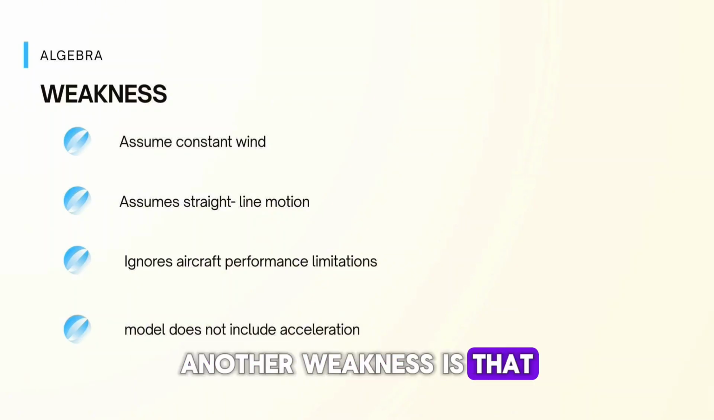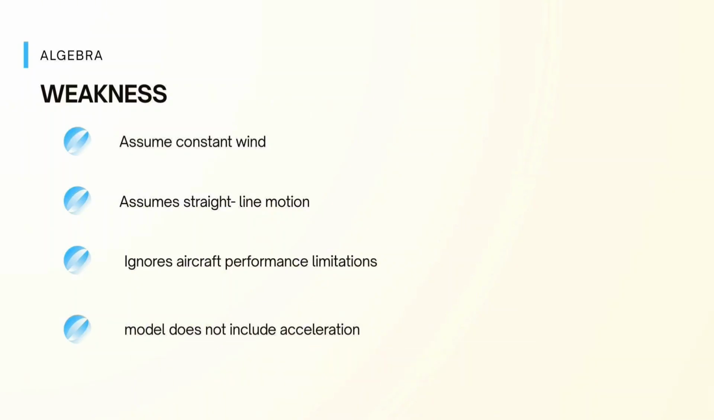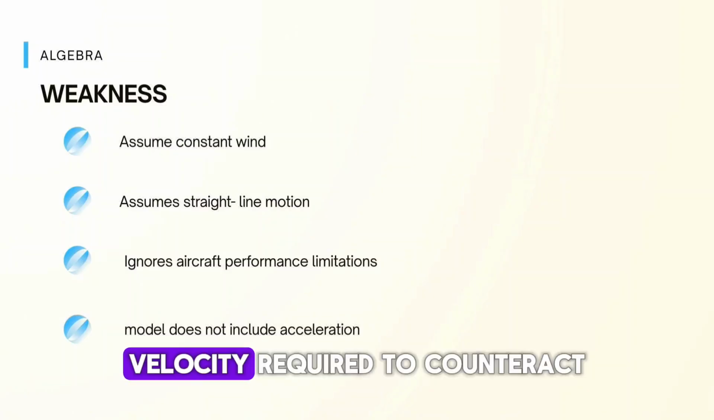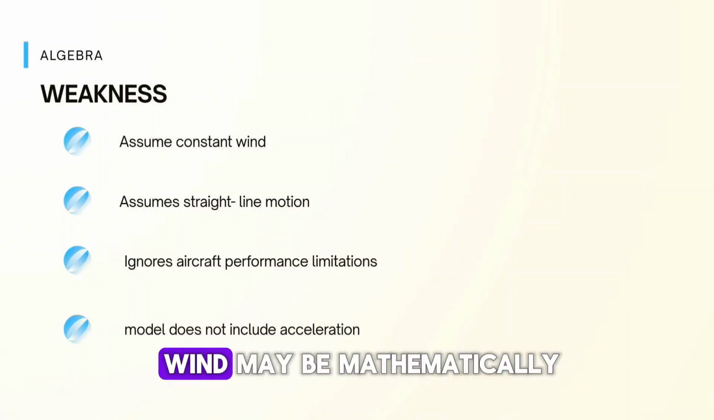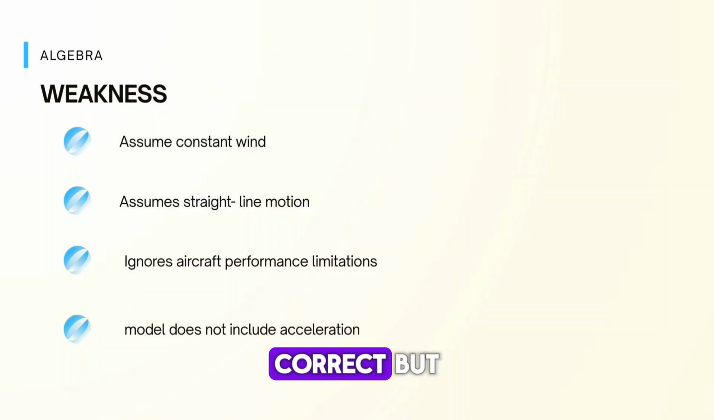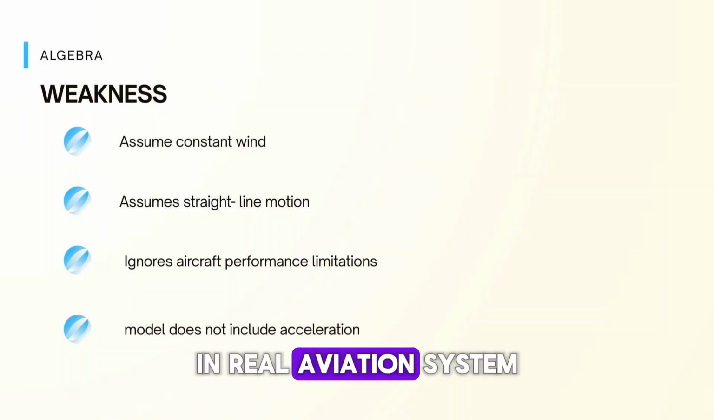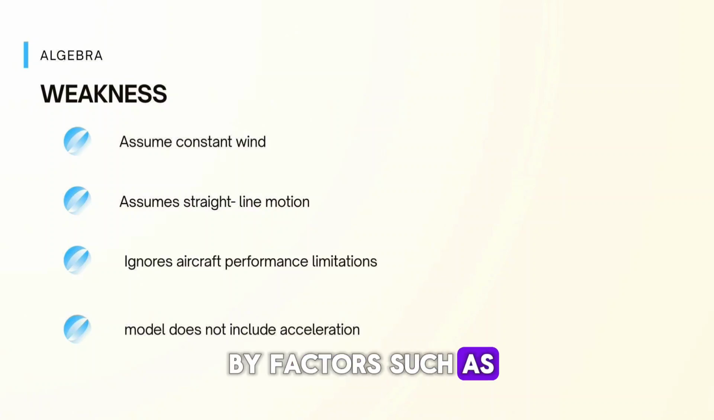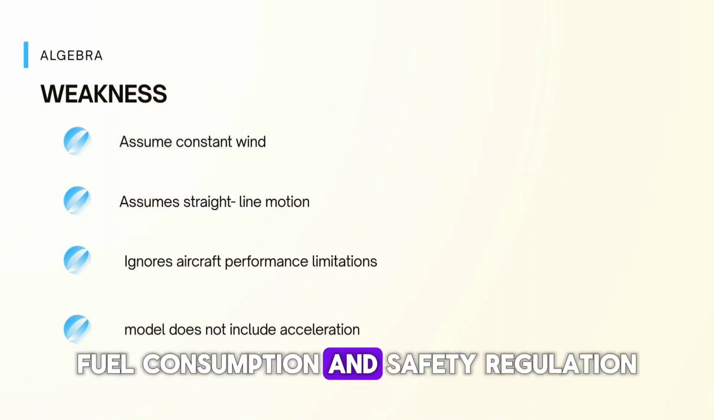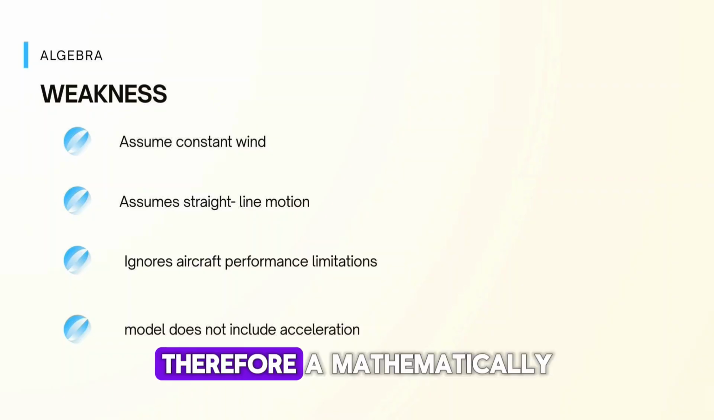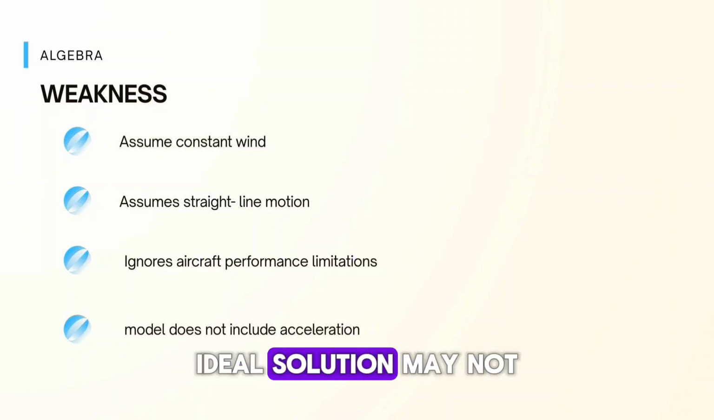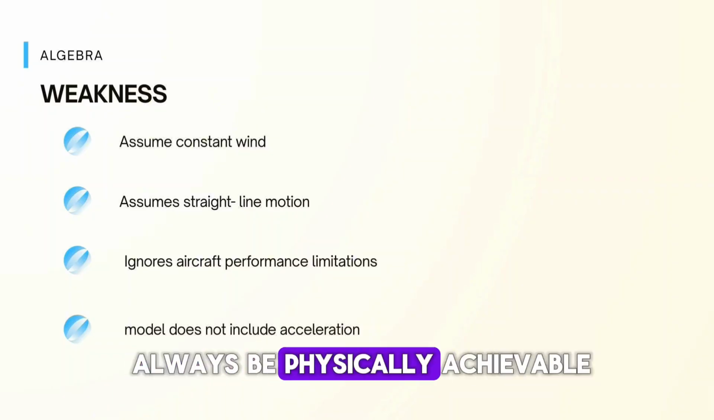Another weakness is that this model does not consider aircraft performance limitations. The calculated velocity required to counteract wind may be mathematically correct, but in real aviation systems, aircraft speed is limited by factors such as engine power, aerodynamic drag, fuel consumption, and safety regulations. Therefore, a mathematically ideal solution may not always be physically achievable.